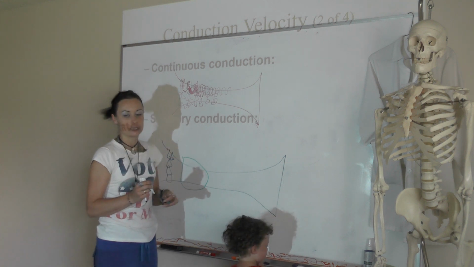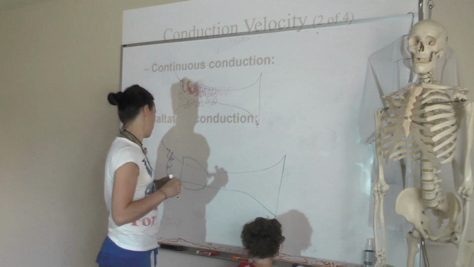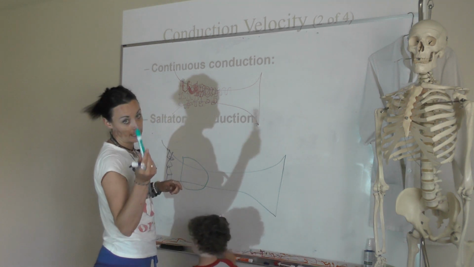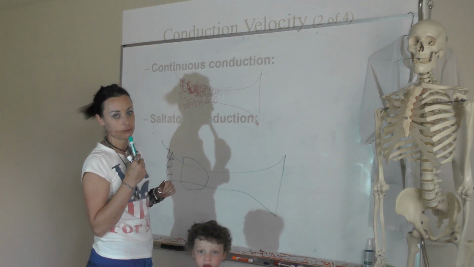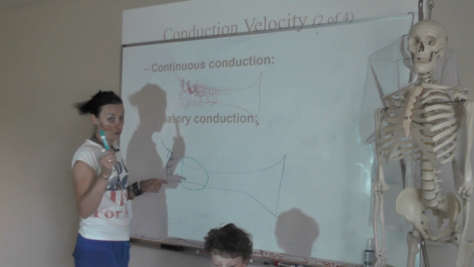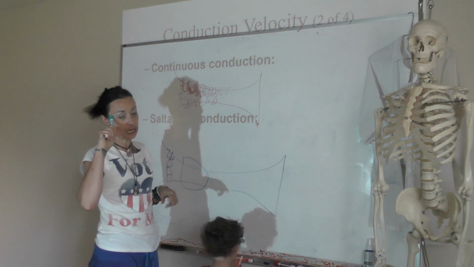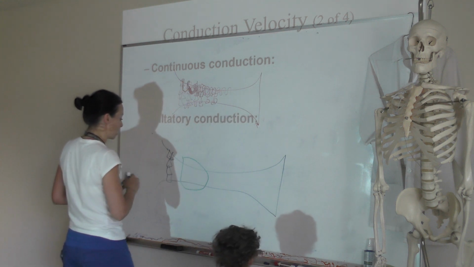What cells myelinate in the central nervous system? Oligodendrocytes. What cells myelinate in the peripheral nervous system? Schwann cells, neurolemmocytes. If you haven't started memorizing this stuff, you're not going to be ready for the test next week. Memorize now. You need to know this stuff.